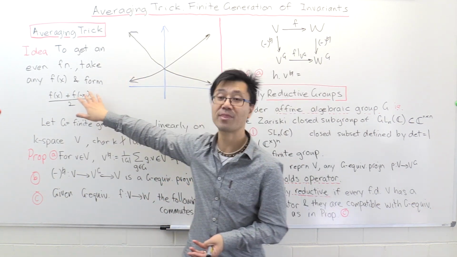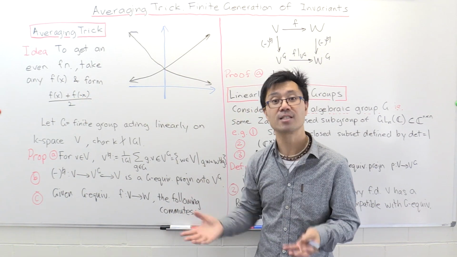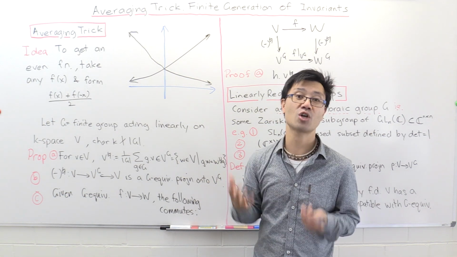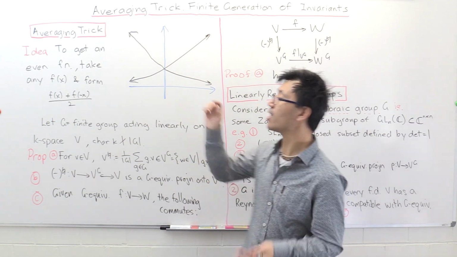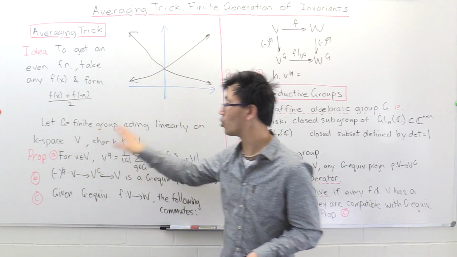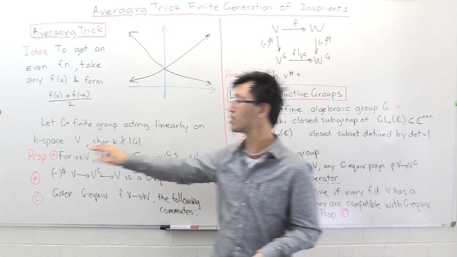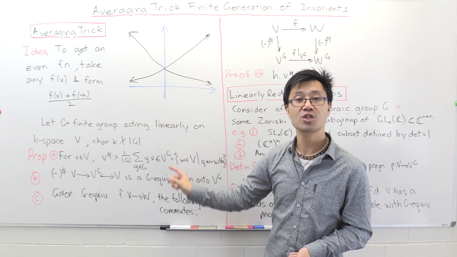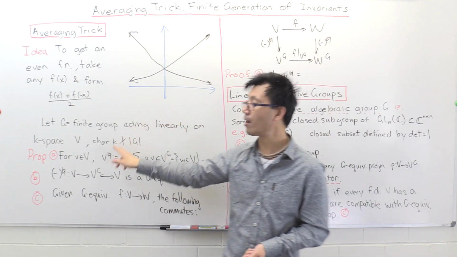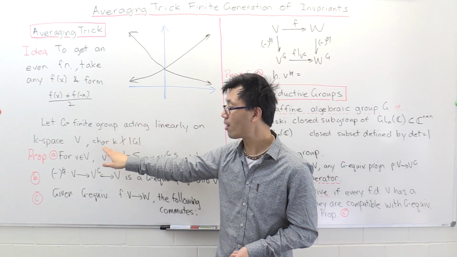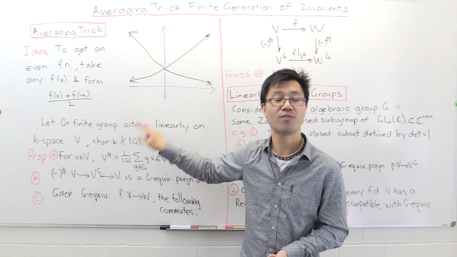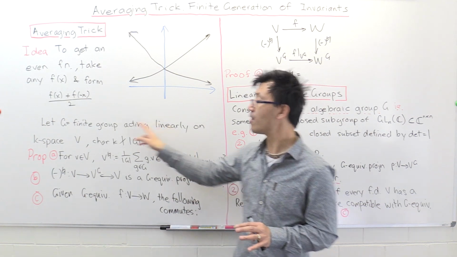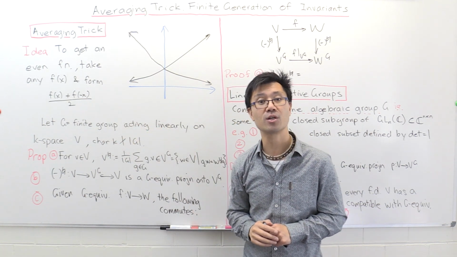What's really nice about this trick is that it generalizes very easily to a huge swathe of examples. Let me show you exactly what that setting is. We'll start with G a finite group, acting linearly on some vector space V over K. Unfortunately we have to have some sort of restriction on the characteristic of this field. The characteristic of K cannot divide the order of the group, and we'll see in a moment why that's the case. But other than that, that's a fairly general situation.